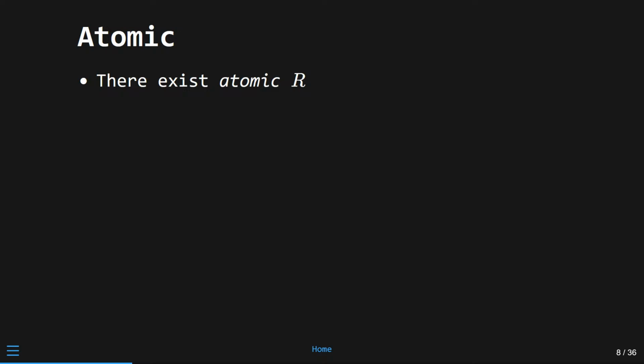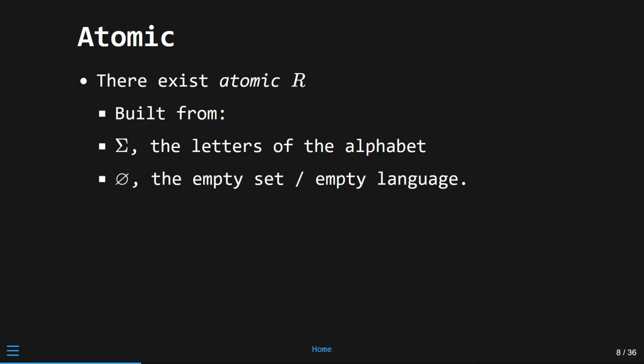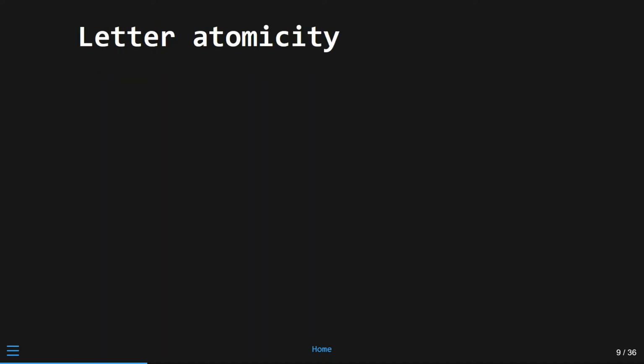So we need to deal with all of the atomic cases. These atomic cases are the letters, the empty set, the empty string. And we're going to begin with showing letter atomicity because this is the easiest one. I hope you can imagine in your mind that it is not very difficult to write an NFA that accepts a string of length 1 that contains a specific letter. Think about how you would do that for a moment.